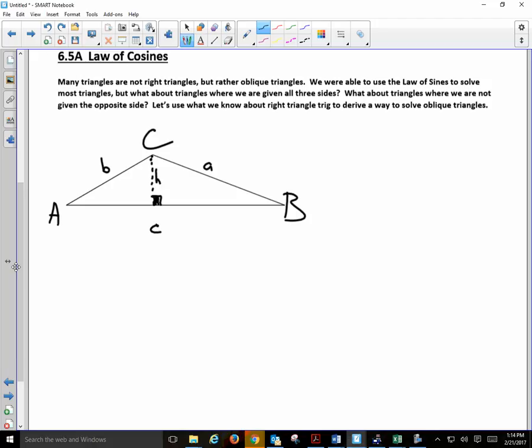And I'm going to call this X. So what would this side be? If the entire length is C and this is X, what would this be? C minus X. Way to go.